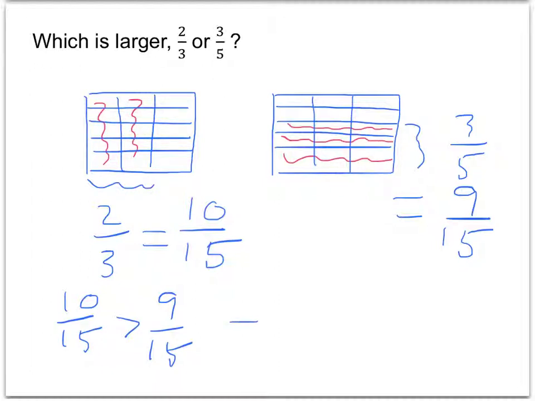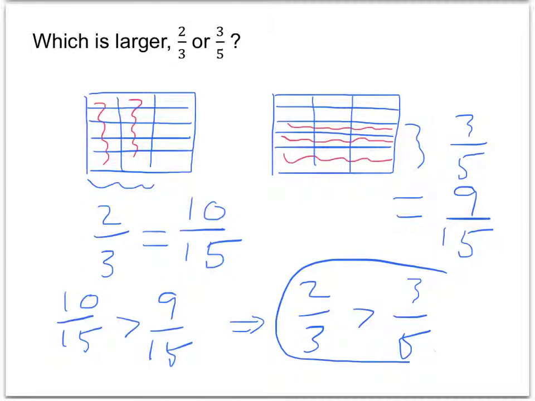And so because those fractions are equivalent, we can then conclude that 2/3, that's the fraction equivalent to 10/15, is bigger than 3/5. And so there's our final conclusion. 2/3 is bigger than 3/5. And we did that by using pictures, the meaning of fractions, and the idea of equivalent fractions.